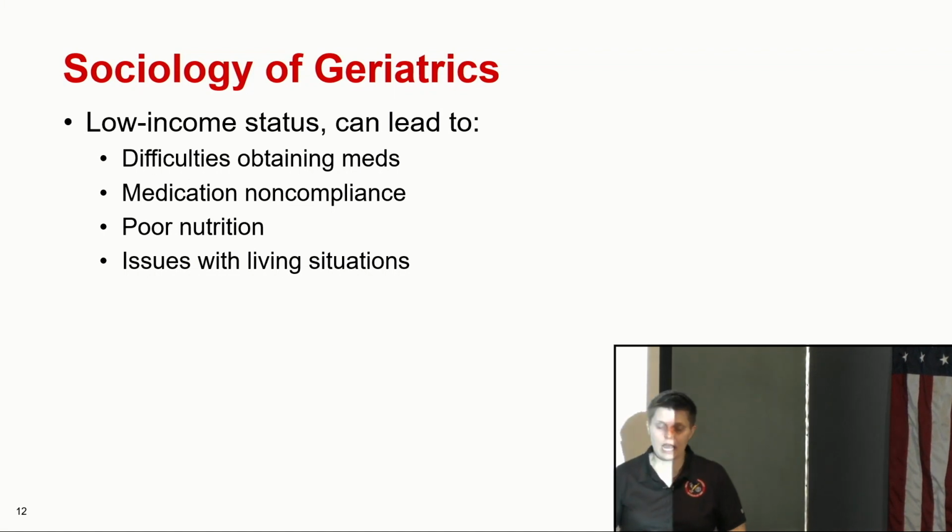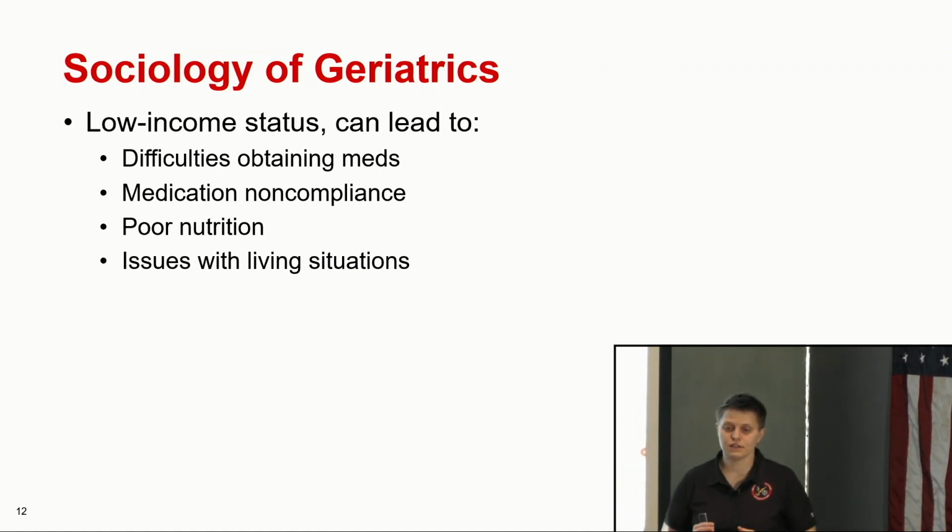And finally, we'll talk about a lot of different ways in which medications can be problematic in these patients, but having a low income may actually impact their health status in a variety of different ways, from being able to maintain medications or comply with medication regimens, to poor nutrition or issues with living situations, poor housing situations, those types of things, and all of these can exacerbate underlying medical conditions.